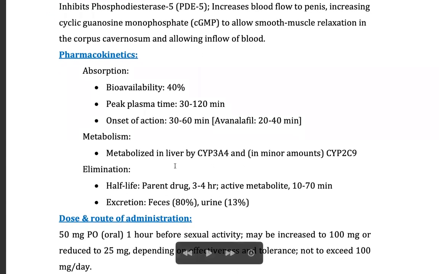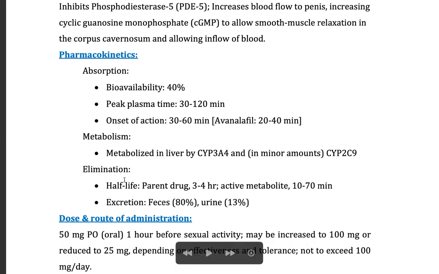This drug is metabolized by the liver, by CYP3A4. The major amount of the drug is metabolized by cytochrome 3A4, and a minor amount is metabolized by cytochrome P2C9. Now here the role of metabolism is very important. If it is metabolized by cytochrome P450, we will see what the drug-drug interaction in the metabolism is in the next step.